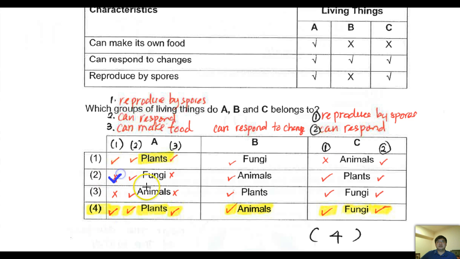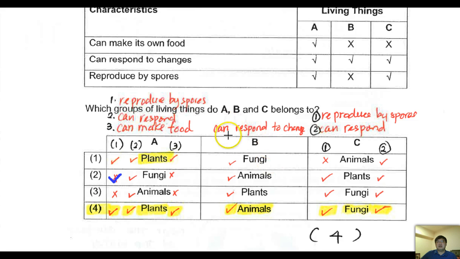Okay, over here this is the tick 2, and can respond. All of them are living things, they can respond. Number 3, can make their own food. The plant can make their own food, but not the fungi and animal. So A could be this one and A could be this, because it has 3 ticks. 1, 2, 3, 1, 2, 3, right? It could be this whole line here, and it could be number 4, right?